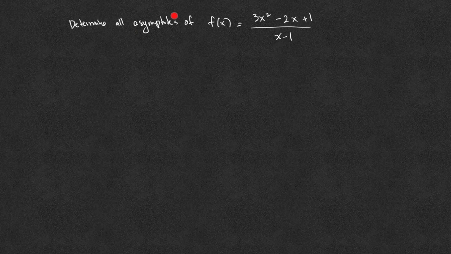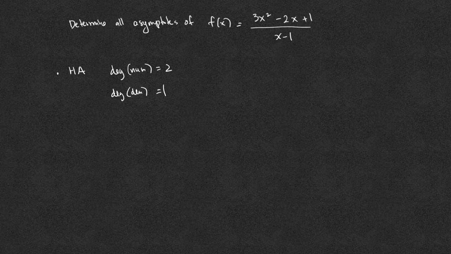Determine all asymptotes of f of x equals 3x squared minus 2x plus 1 over x minus 1. First, we check to see if there is any horizontal asymptote. Since the degree of the numerator is 2 and the degree of the denominator is 1, the leading term in the numerator is 3x squared, which has degree 2, and the leading term in the denominator is x, which has degree 1. Since the degree in the numerator is more than the degree in the denominator, there is no horizontal asymptote.